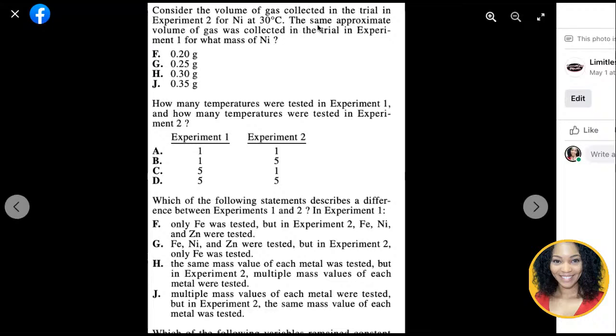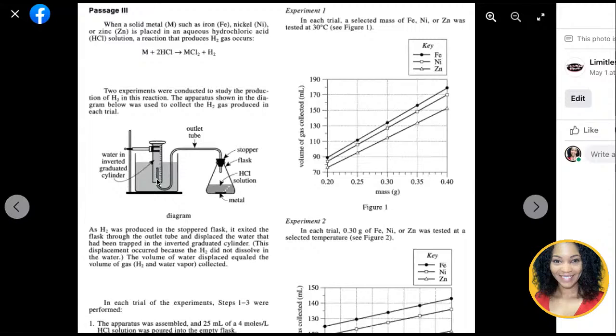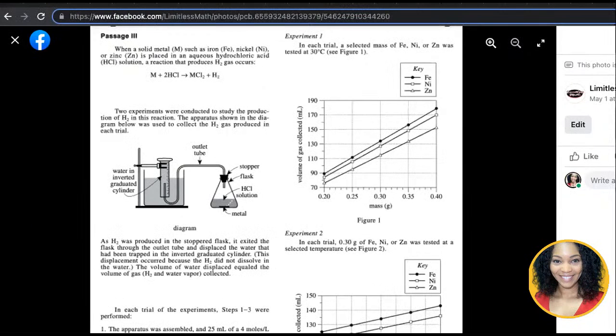Then the same approximate volume of gas collected in the trial in experiment 1, for what mass of Ni? So we need to go find the volume, then use that same volume in the other experiment and determine the mass. It told us exactly what to do. It gives you a roadmap. So when you go back over to the information, you're going to follow along, follow the roadmap that they gave you.